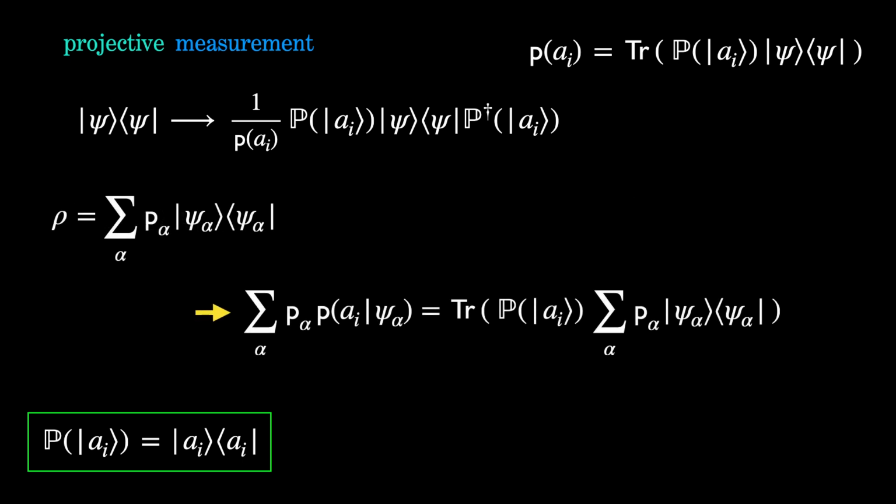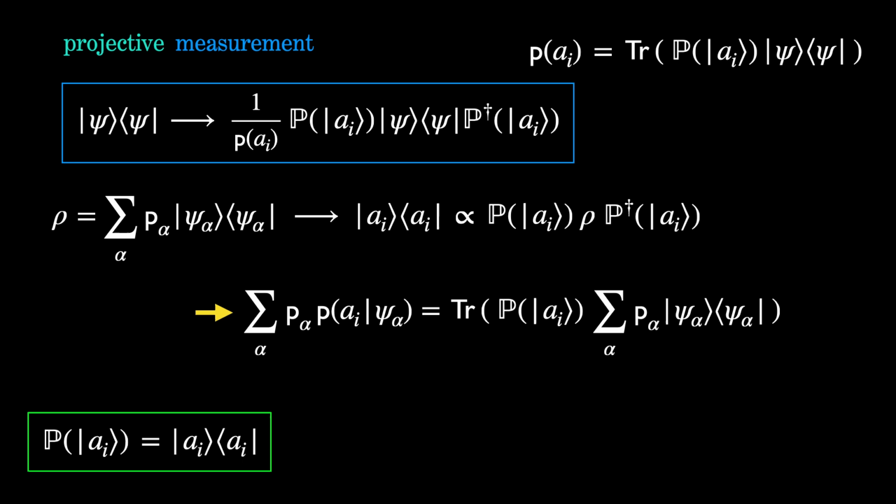For the entire ensemble, just sum over all the probabilities. The probability of getting outcome i for the entire ensemble is obtained by the usual rule of classical probability, since we are dealing with a classical mixture after all. And rho makes the transition to the statistical operator of outcome i after the measurement, which is proportional to this. Again, this follows from the result for the pure state.